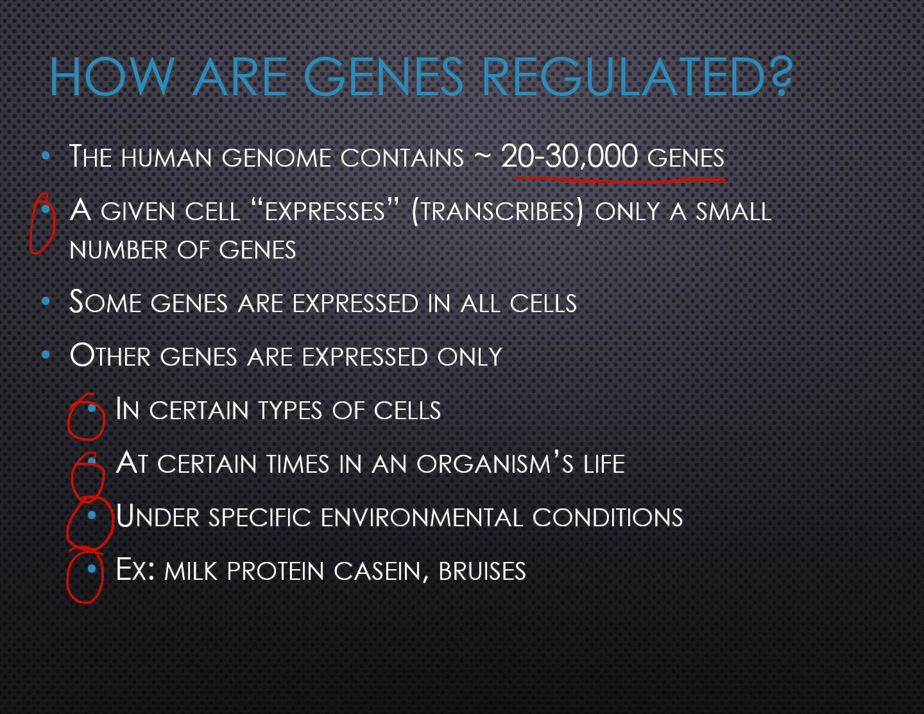A couple examples are milk protein that's only going to be produced in cells that are involved in producing breast milk, so obviously not going to be produced in your fingertips, for example. Bruises: when cells are damaged, the response of surrounding tissues is to turn on a whole bunch of genes and turn off other genes, and that is at least one of the things that causes a bruise to undergo all of these color changes.